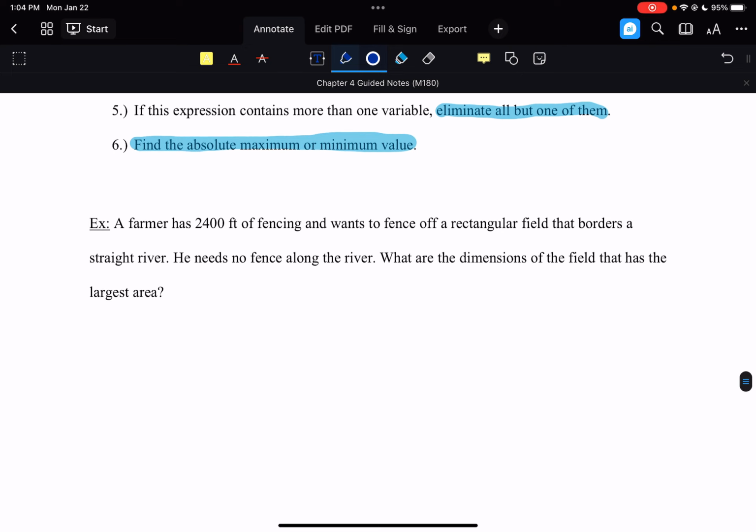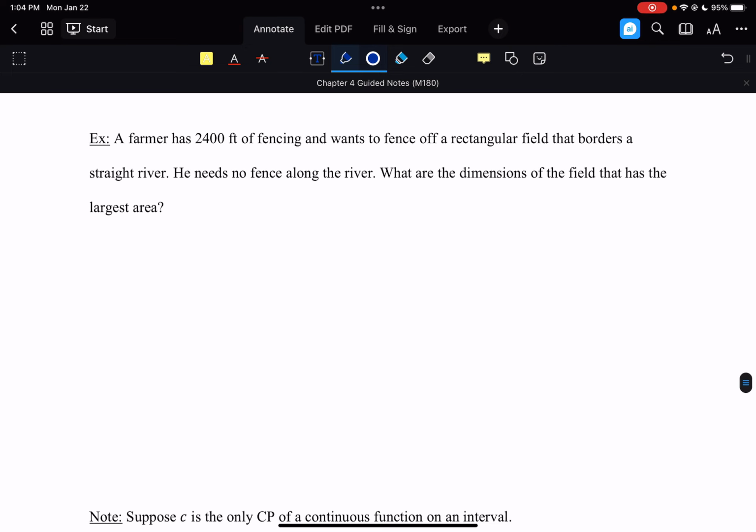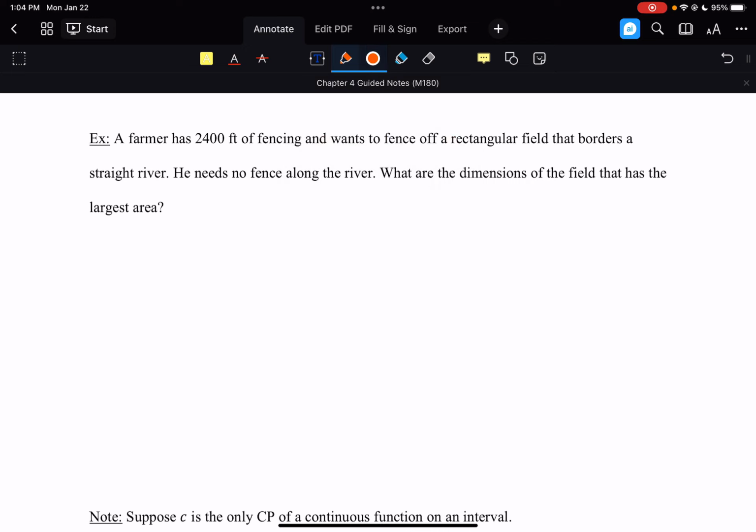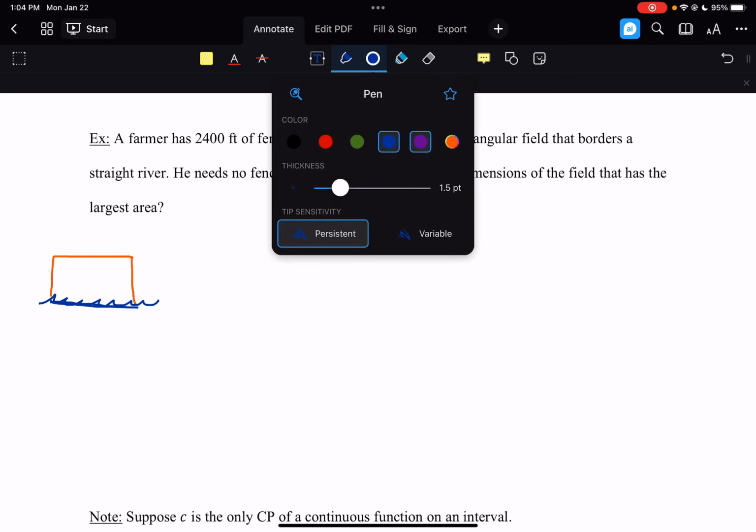So a farmer has 2,400 feet of fencing and wants to fence off a rectangular field that borders a straight river. He needs no fence along the river. What are the dimensions of the field that has the largest area? Okay, so we have 2,400 feet of fencing, a rectangular field that borders a river. So let's go ahead and put the rectangular field, and then there's going to be a river on this side. Okay, so that's the completion of the rectangle there.